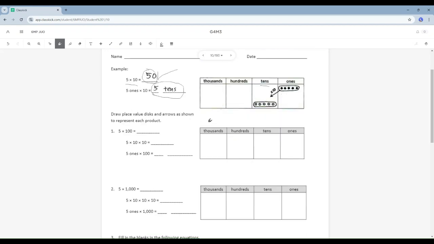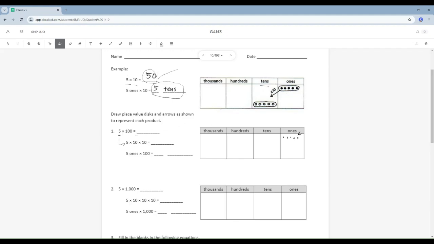Number 1 says draw place value discs and arrows as shown to represent each product. And we're going to be looking at the problem 5 times 100. So let's go ahead and write 5 in our place value chart. And we're going to start with 5 in the ones place. 1, 2, 3, 4, 5 ones. Now, we're multiplying 5 times 100, but I actually like looking down here because this gives us a better sense of what we're going to be doing.